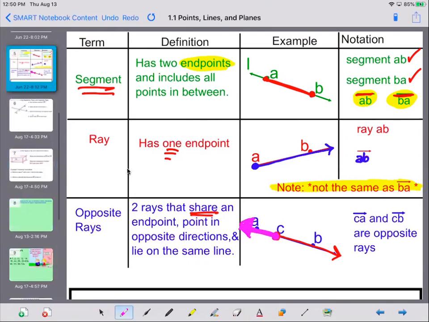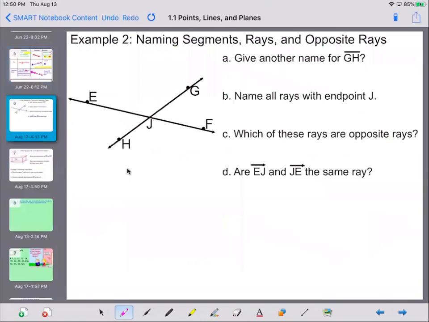So let's practice those next. So we'll do some more examples here. It says, give another name for segment GH. So if I look at my diagram, segment GH is right here. It has endpoints at H and G. So what's another name for segment GH? I would say segment HG. Simple enough.